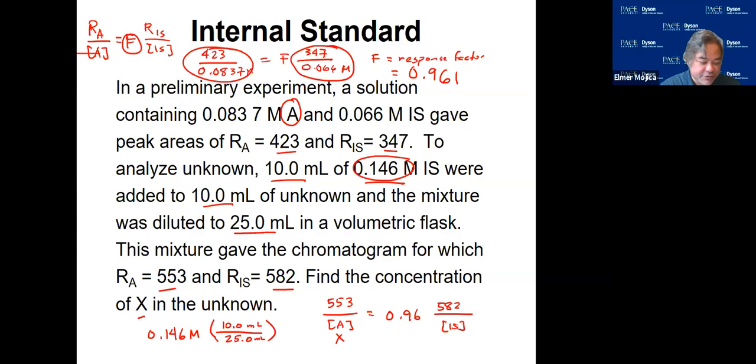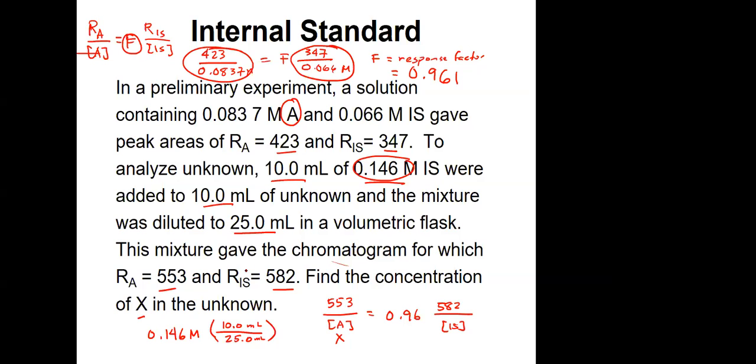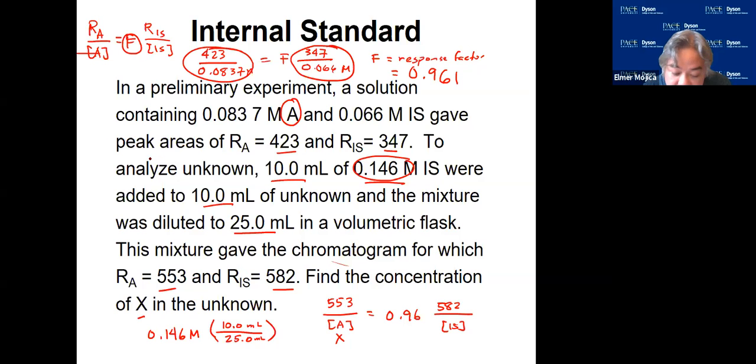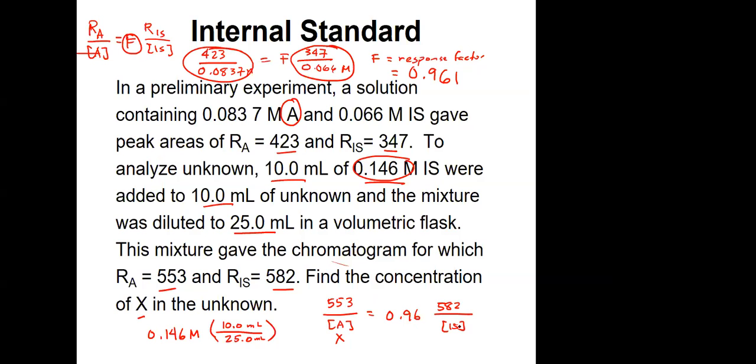What's the concentration now? 10 over 25, so that is 40%. So 40% of 0.146. 0.146 times 0.1, so around 0.0584. Did you get that? What did you say? 0.0584? 0.0584. Yeah, that's what. Yep.